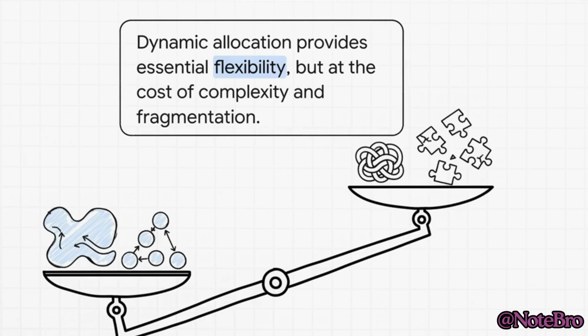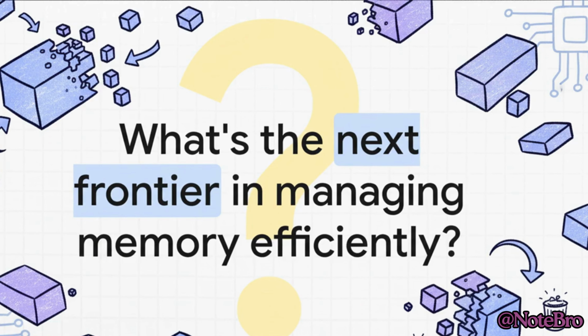And that really leaves us with a final thought to chew on. As our programs handle more and more data, we're talking AI, huge data sets, you name it, the challenge of managing memory efficiently is only getting more critical. The techniques we've talked about are the foundation, for sure, but the search for even faster, smarter, and less wasteful ways to do it, that's a constant frontier in computer science. You have to wonder, what's the next big breakthrough going to look like?